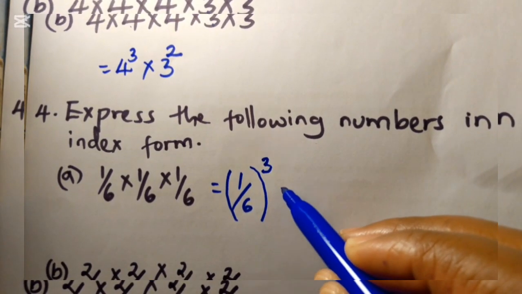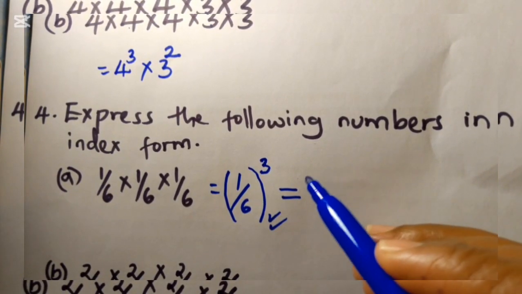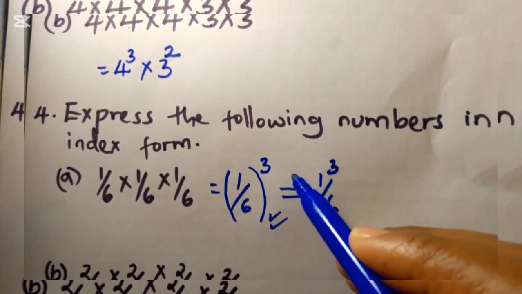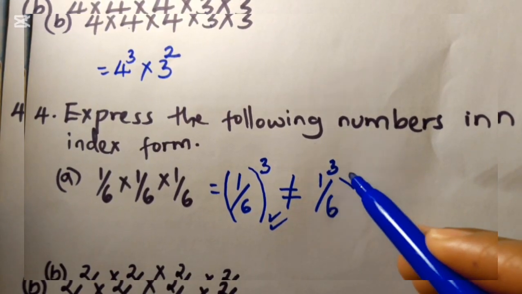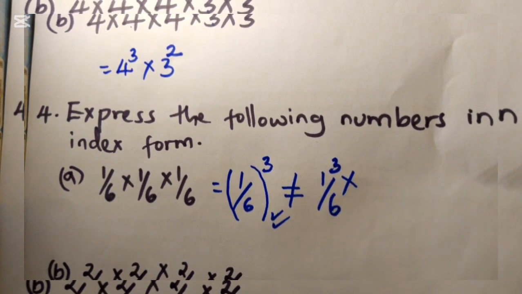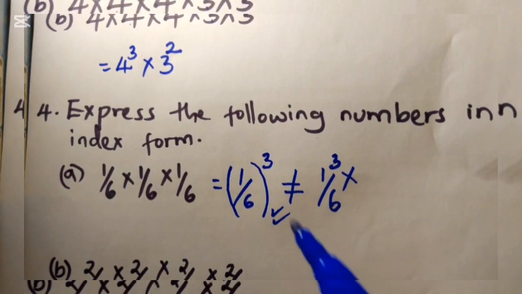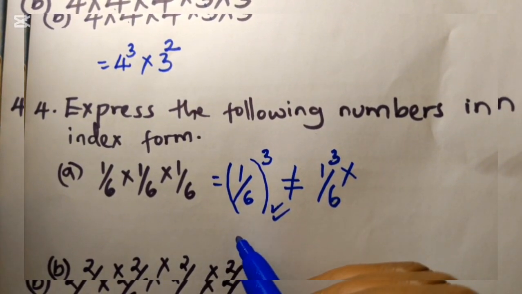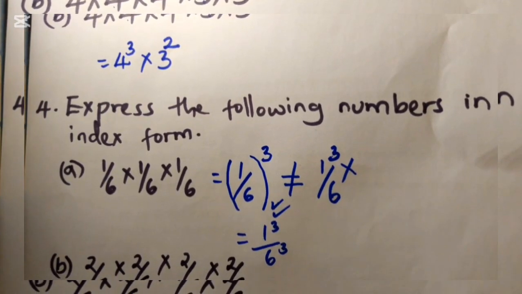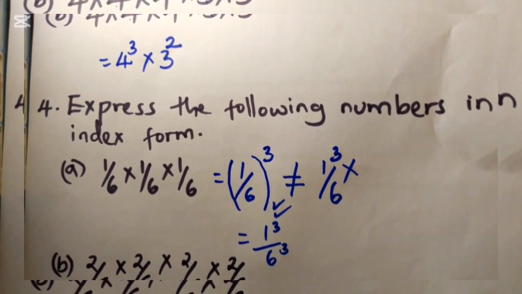This is the answer. But now somebody else can write this as 1 over 6 power 3. This is not equal, which is wrong, because this means that you have raised 1 to the power 3 and you have ignored 6. So maybe if you don't include the bracket, you can write it as 1 power 3 over 6 power 3. But this is the best way: 1 over 6, in brackets, power 3.